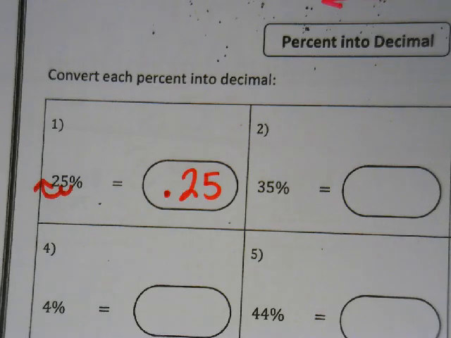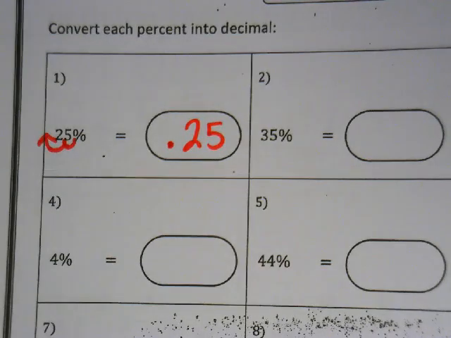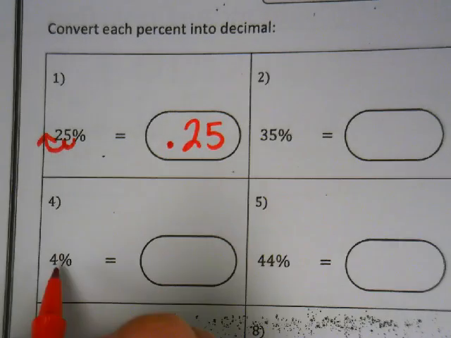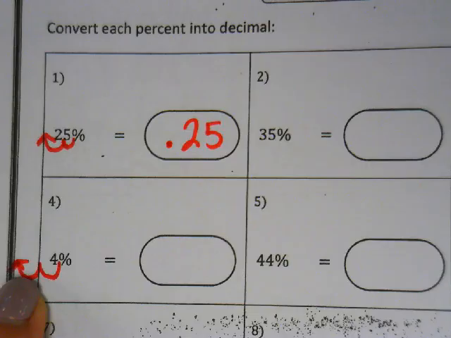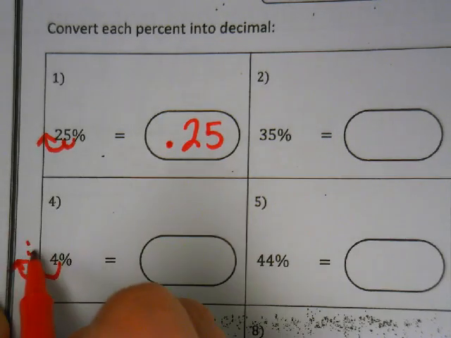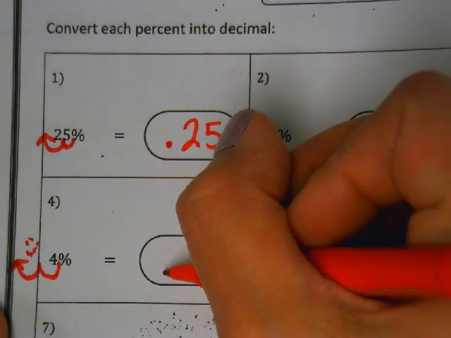So all you're doing is moving the decimal 2 times. Now, I'm going to do number 4 with you. How many times am I moving it? 2. What do I have here, though? It's empty. So what do I have to add? 0, 0. So what would be my answer? 0.03.